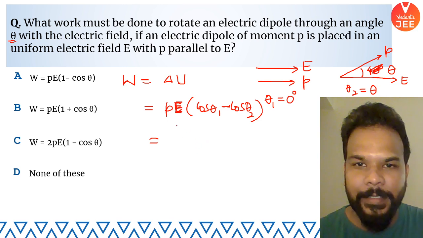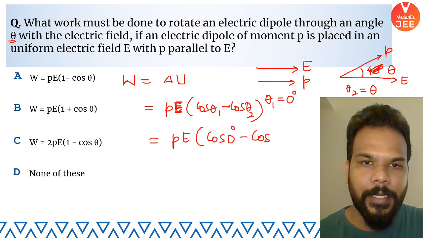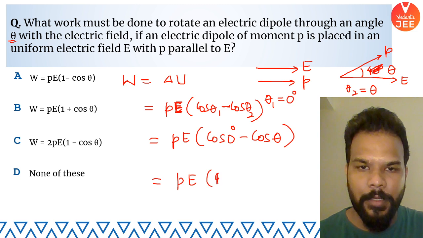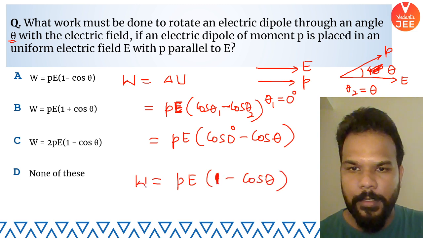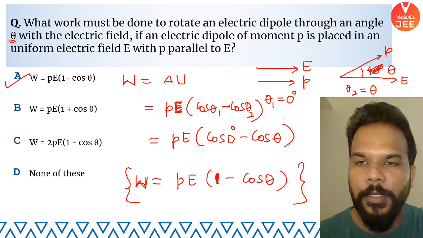Okay, guys, so this is P into E, and the first angle is 0 degree and second angle is theta. So cos 0 is 1, we know that. So work done comes out to be PE (1 minus cos theta). That's basically our answer to the question, which looks like the correct answer is option A.